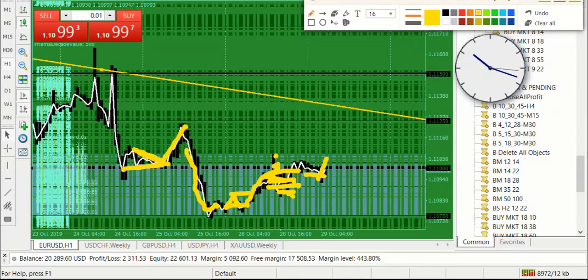So we're holding. We should be able to make an easy $5 grand tonight. That's what we're looking forward to.